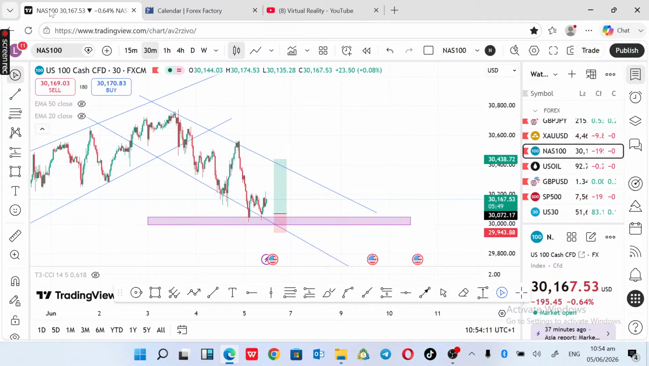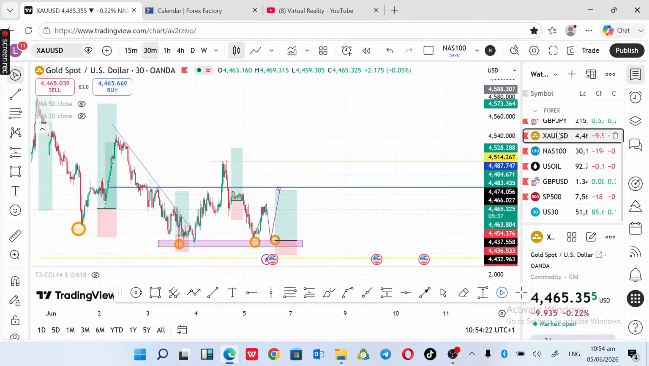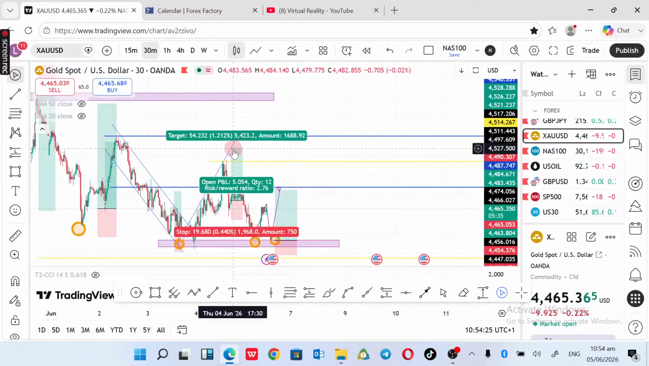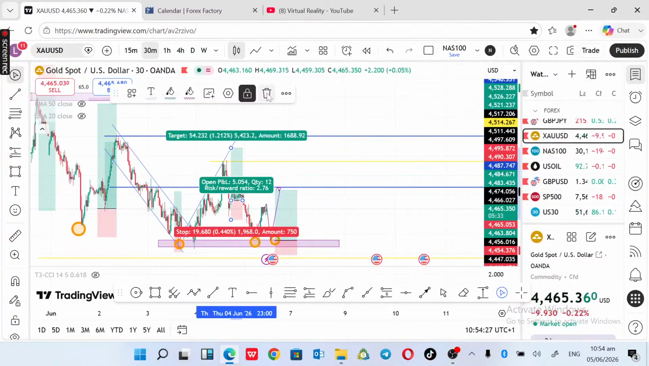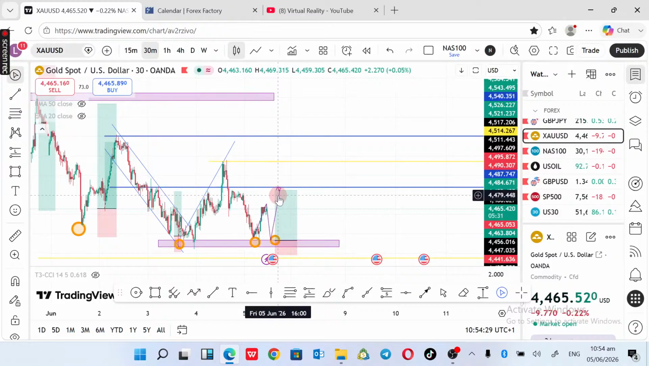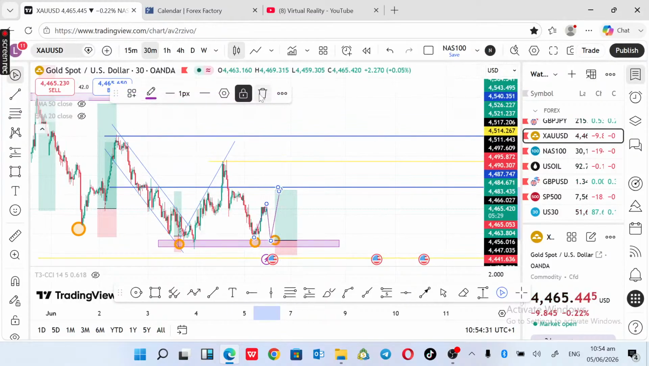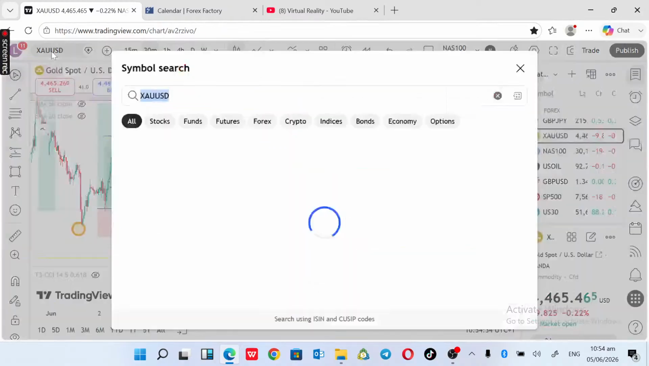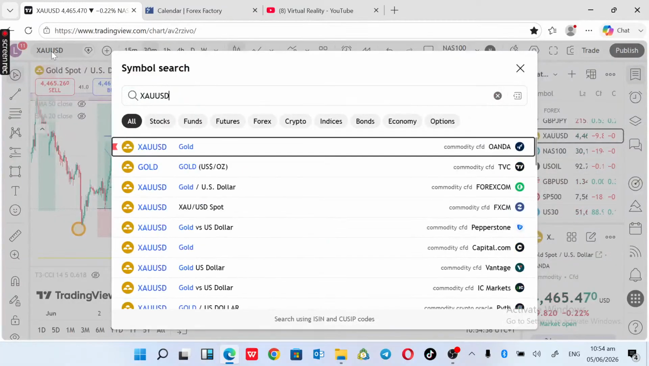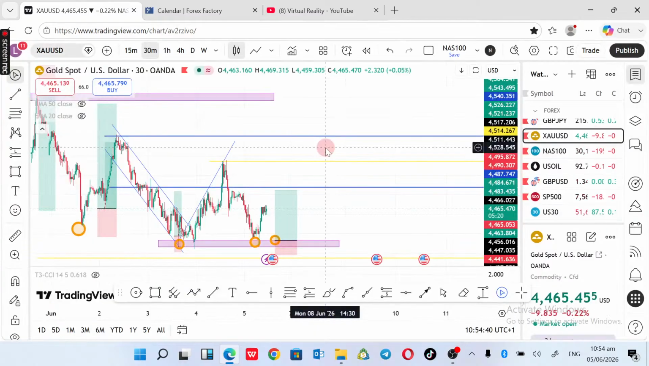Back to the chart. My take for this is let's start with gold, which is our primary objective for today. We take gold. Now it's on my watch list already. So if you don't want to go to the watch list as a newbie, what we need to do is come back to the screen. You enter XAUUSD, then you check your gold. Let me come back there so that you get something clear.